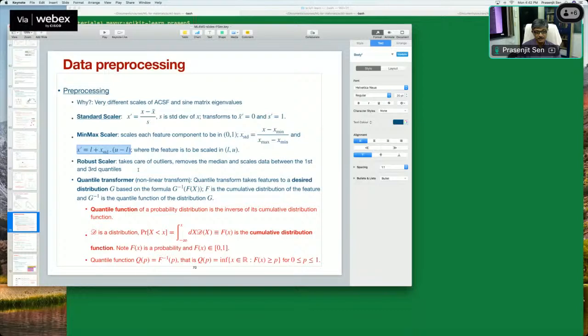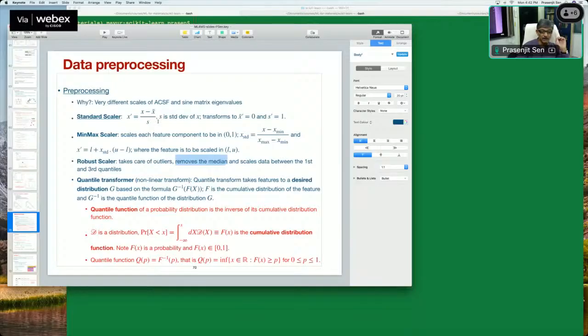Robust scaler is another scaler. It takes care of outliers. Outliers are values for which the y's are very different from what you have from the predictions. So if you have outliers, then what robust scaler does is, firstly, it removes the median and not the mean of the feature, and then it scales between the first and the third quantiles. That is the number that is at 25% and 75% of the distribution. So this takes care of the outliers.